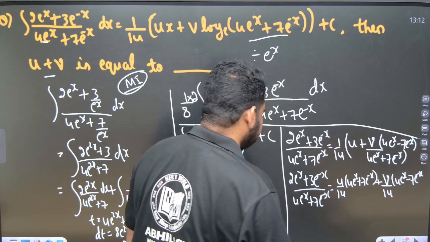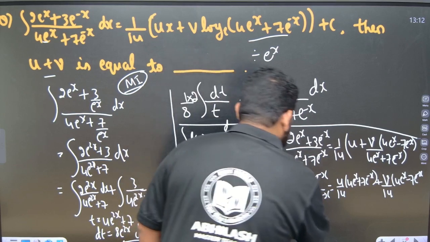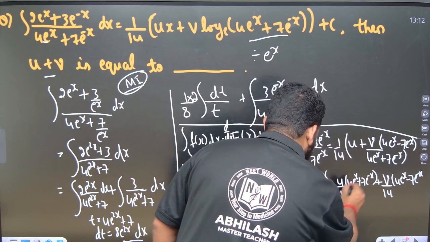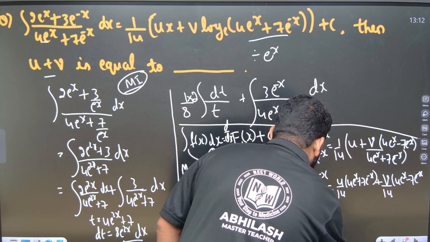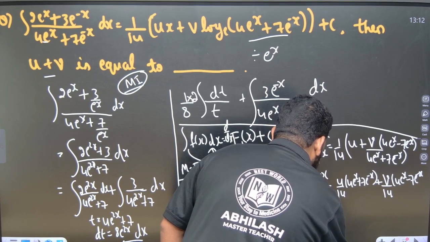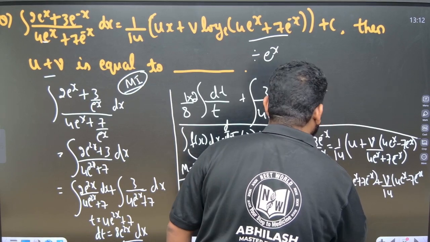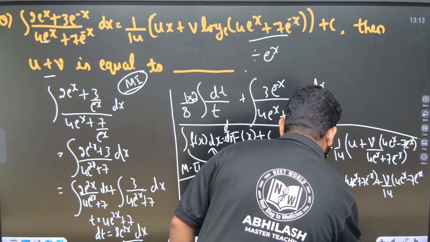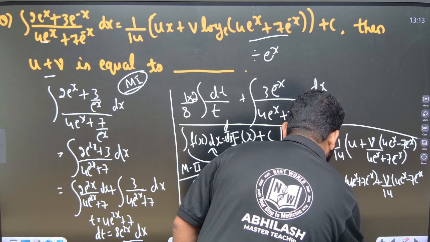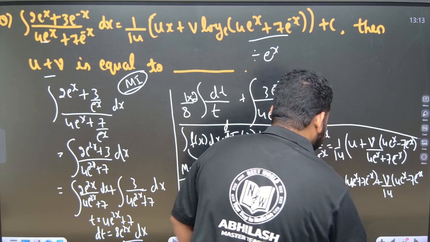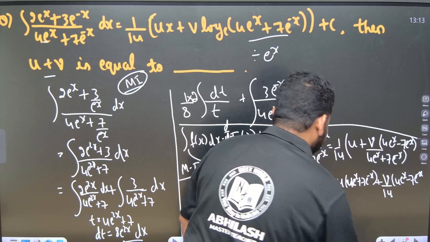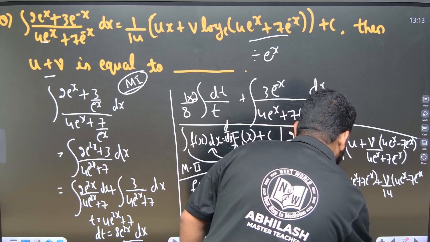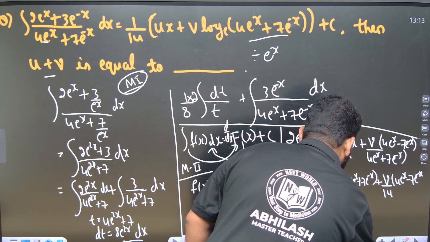what I will get? If I compare the coefficients of e power x, here I have 2, and on the other side, e power x is nothing but u into 4 by 14, plus v into 4 by 14. Okay, this is not 4, this should actually be equal to u into 4 by 14, plus v into 4 by 14.